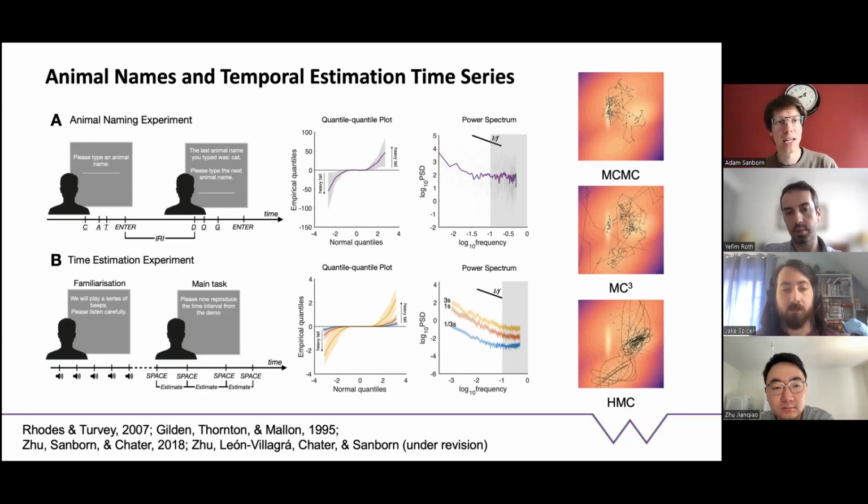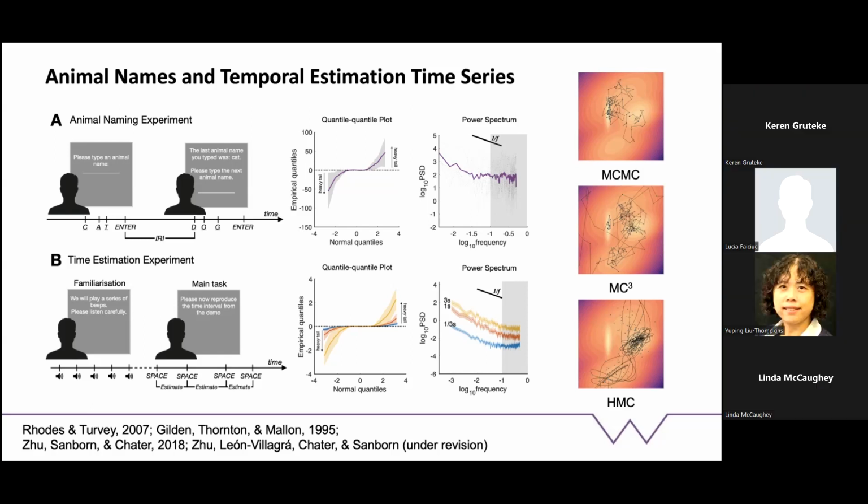So in order to get at that, it doesn't make much sense to look at the decisions people make, because that, we would assume, is an aggregate of a bunch of samples. It's really hard to figure out what the algorithm is that underlies that. So instead, we've been focusing on looking at time series of people's data. We've been looking at things like having people name animals that come to mind, or this really boring task where we have people sitting in a booth for 20 minutes and press a button every time they think a second has passed.